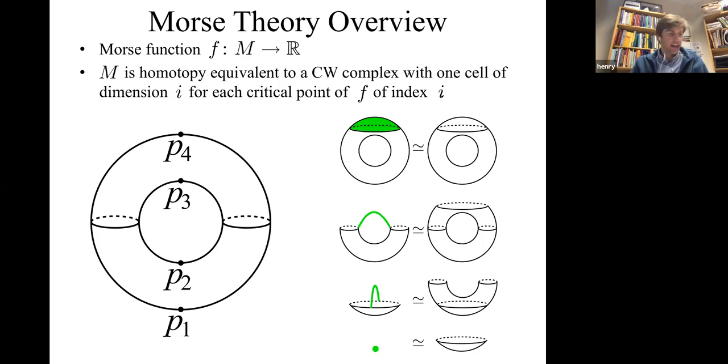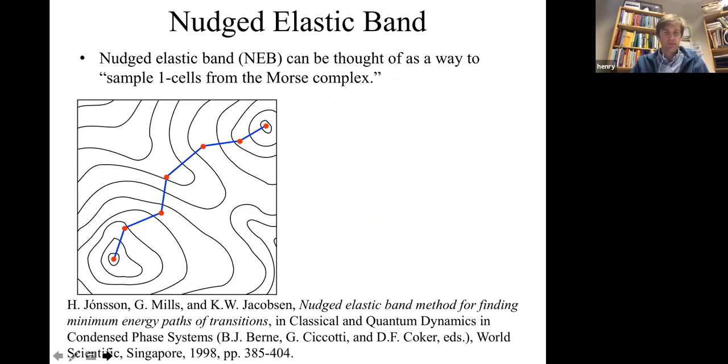So that is a high-level overview of Morse theory. In chemistry, you might have heard of the nudged elastic band method before. This is a way to find index 1 critical points. Roughly speaking, this minimum energy path is one of these edges corresponding to an index 1 critical point.